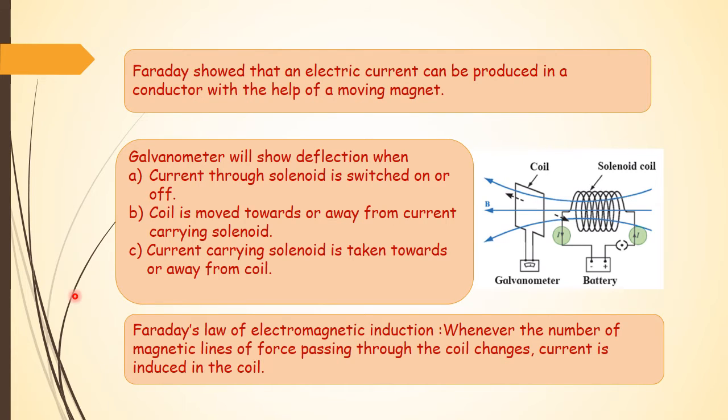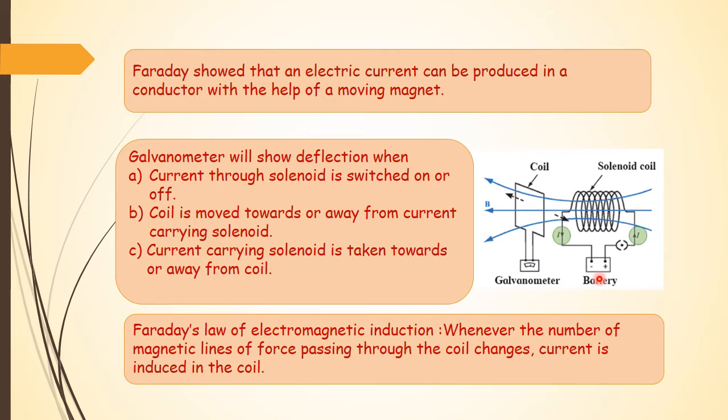Faraday showed that an electric current can be produced in a conductor with the help of moving magnet. For that purpose, he carried out various experiments. One such experiment is a coil and solenoid experiment over here. Here you can see coil is connected to the galvanometer. See, this galvanometer is a device which shows a change in its position only when the current flows through it. Now this solenoid is connected to a battery over here.